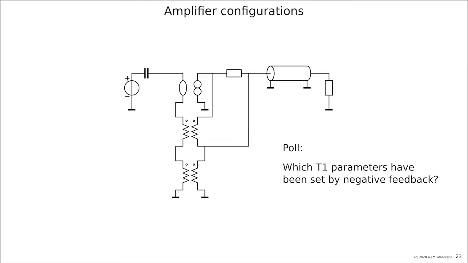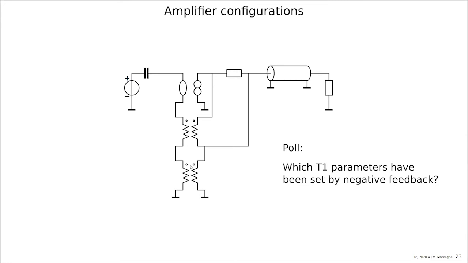Okay, the correct answer is both A and B have been set by negative feedback. Let's see how it works. The resistor in series with the output converts the current that is delivered to the load into a voltage, which is transformed by the transformers and placed in series with the input. So we have series feedback at the output and series feedback at the input, which fixes parameter B.